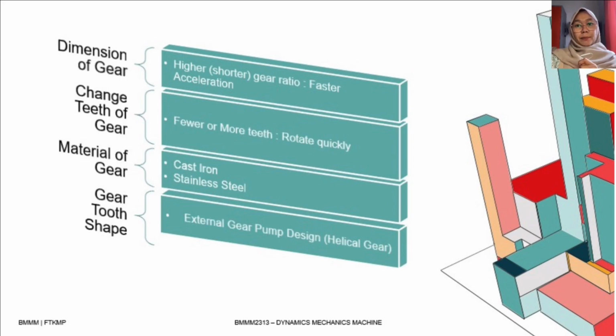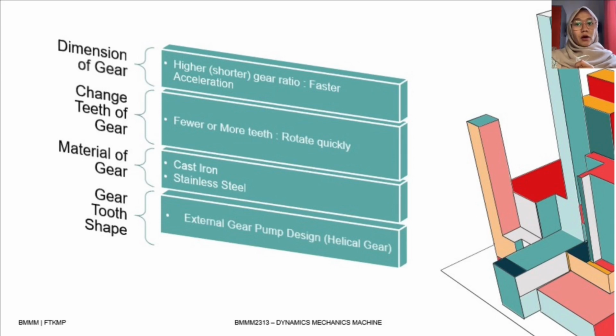Next, the improvement can be made by changing the gear teeth. For every rotation of the medium wheel, the large wheel completes approximately 2/3 of a rotation. The smaller wheel, the one with fewer teeth, will always rotate more quickly than the larger one.